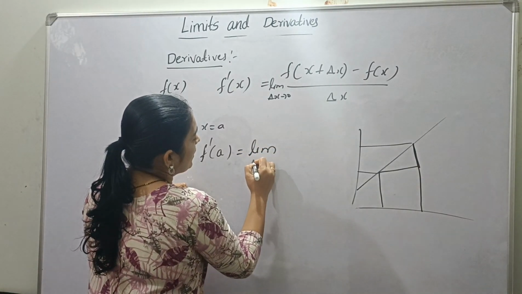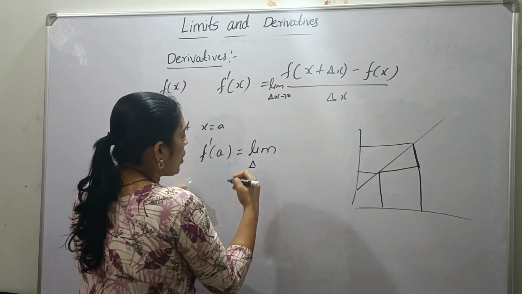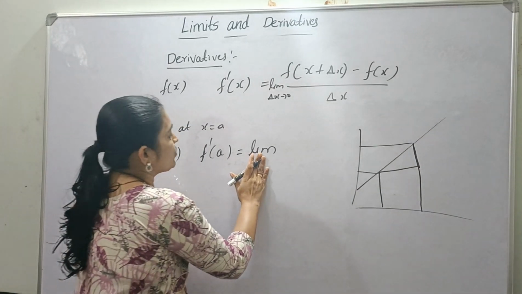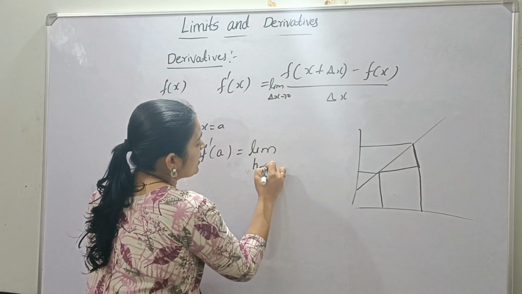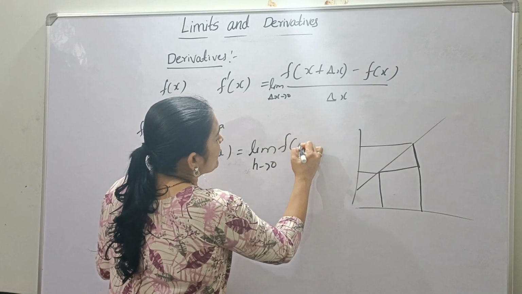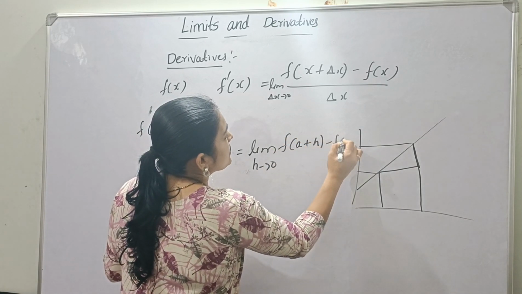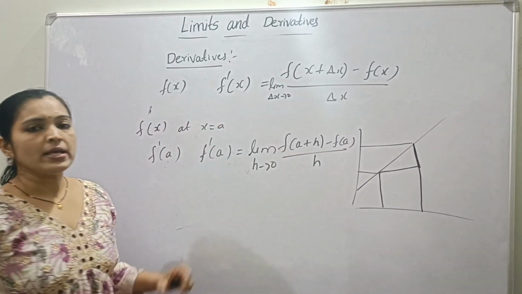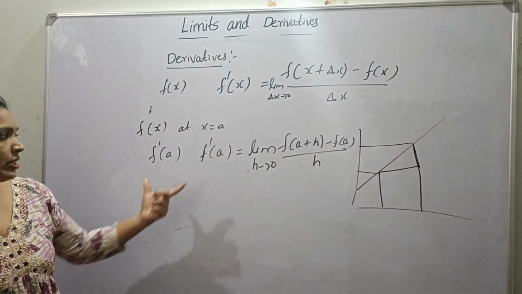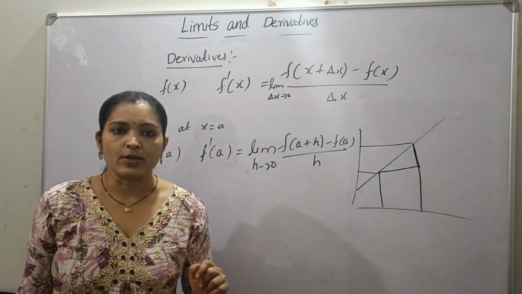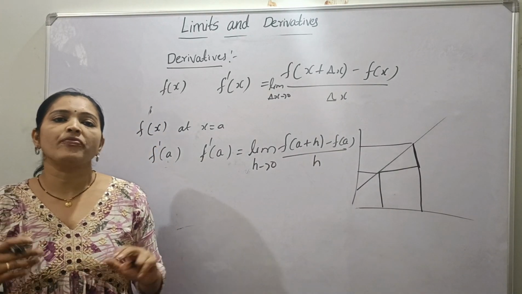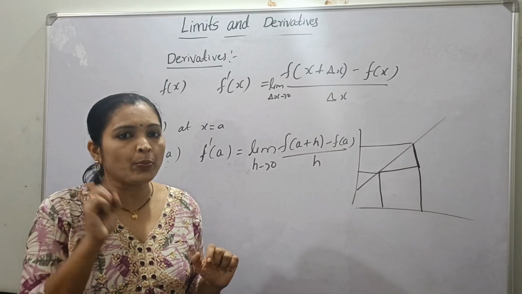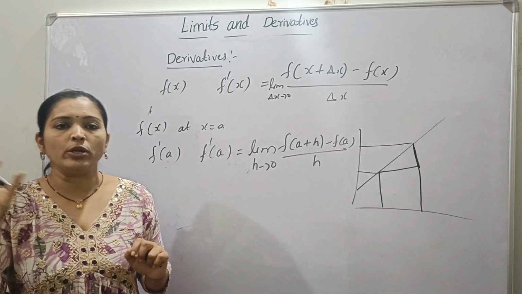The derivative of f of x at x is equal to a, that is f dash of a, is equal to limit delta x, or we can write it as h, tends to 0, f of a plus h minus f of a divided by h. So it is also a definition: f dash of a means the derivative of f of x at a particular point, that is x is equal to a.